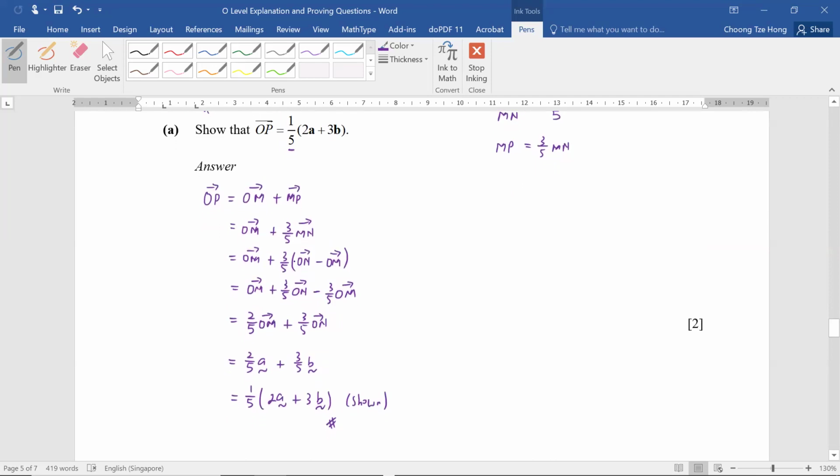Not too difficult. You just need to know how vector addition works, and how to express any vector in terms of its position vectors.